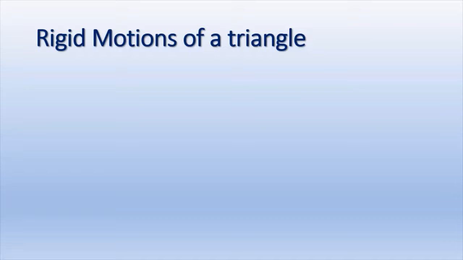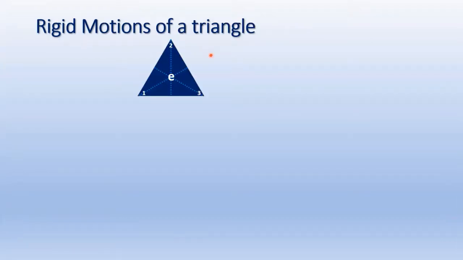First, we shall see rigid motions of a triangle. Consider an equilateral triangle whose vertices are labeled like this: 1, 2 and 3. Is this the only way of labeling the triangle? No, certainly there are other ways also. For identification, let us name this labeling as E.